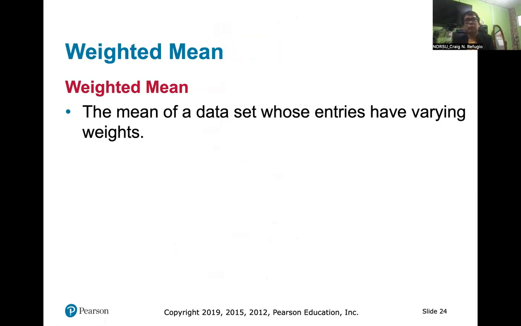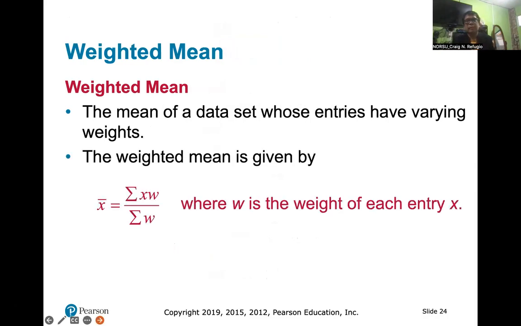Then we go into weighted mean. We normally do that in terms of looking at data with different weights. So the mean of a data set whose entries have varying weights. The weighted mean is given by x bar is equal to summation of xw divided by summation of w, where w is the weight of each entry.